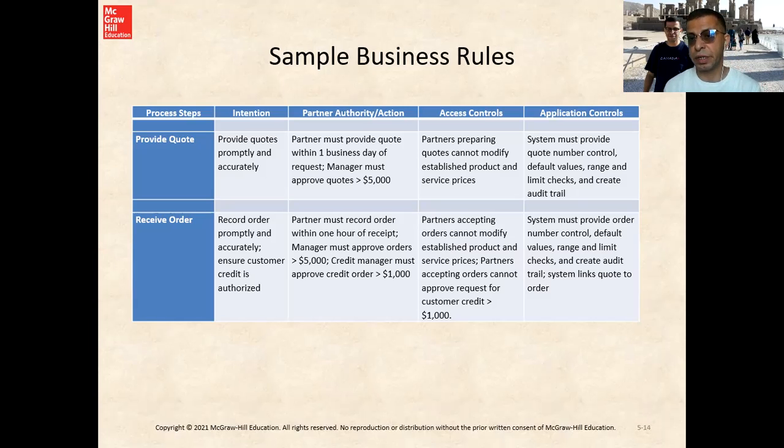And who has the application control here? The system must provide an order number control, default value, how much it is, the range, the limit checks, what kind of things you need to check, the range of it. And you create audit trails always, and the system links the quota to the order, so you can understand which quota belongs to which order.